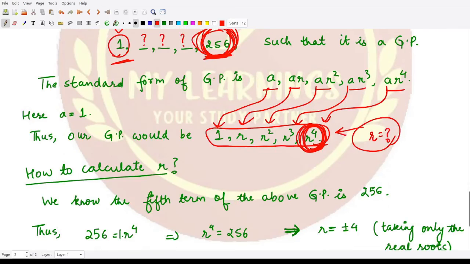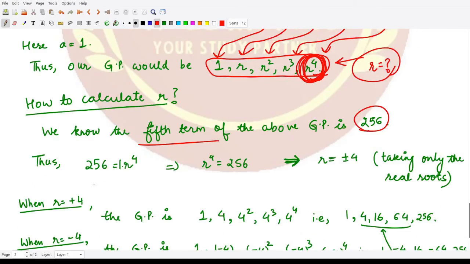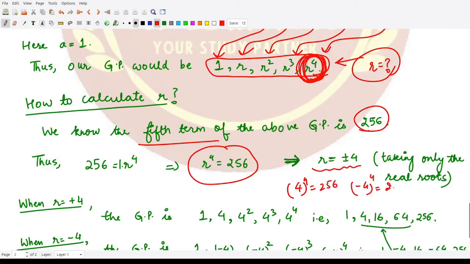So you know the fifth term of the given GP is 256. That means you may write 256 is equal to r raised to power 4. So you can solve for the value of r. So r comes out to be plus minus 4. We are only taking the real root. When you take the power 4, it would be plus or minus 4, because 4 raised to power 4 is 256 and minus 4 raised to power 4 is also 256.